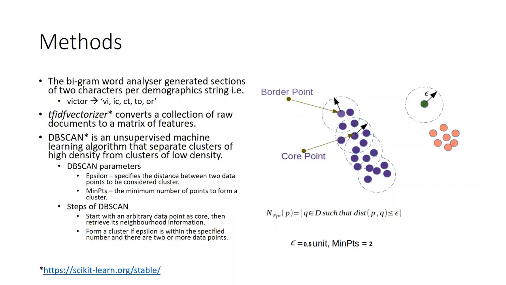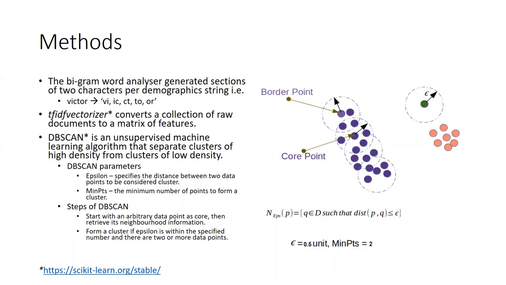So DBSCAN is just an unsupervised machine learning algorithm that separates clusters of high density from clusters of low density. The clusters of high density will be assigned a cluster ID. The ones of low density will be treated as noise. But there are two important parameters that you have to work with in a DBSCAN algorithm. One of them is epsilon, and the other one is the minimum points. So epsilon specifies the distance between two data points for them to be considered a cluster, while the minimum points is the number of points that exist within the set epsilon range for them to be considered a cluster.